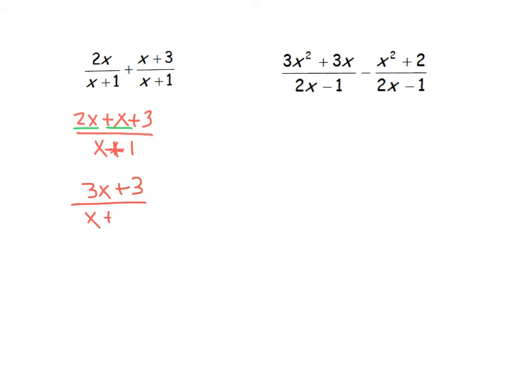x plus 1. Now at this point you might think you're done, but let's remember that then we need to factor the numerator if it's possible. In this case it is possible because 3x plus 3 has a greatest common factor. So we're going to factor the GCF out of the numerator, which is then 3 times the quantity x plus 1, and in the denominator we have x plus 1.